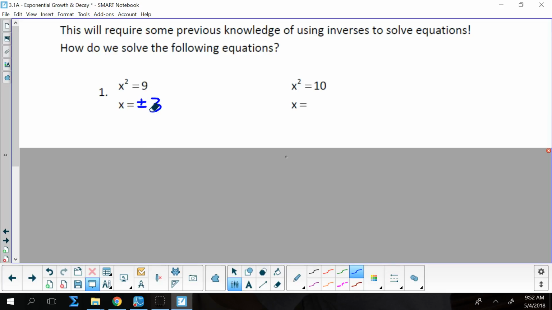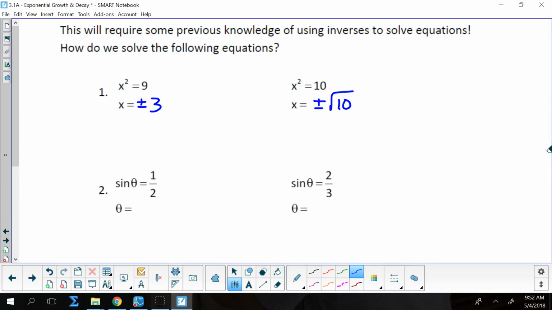What about the next one? Plus or minus the square root of 10, yeah? What about those two? Unit circle, okay, so where is sine equal to a half? Oops, sorry, I gotta put it back up there. Took it down to write stuff on the board. Pi over 6 and 5 pi over 6.